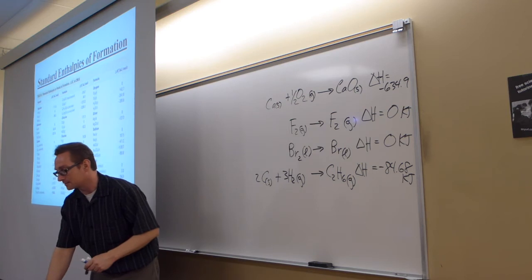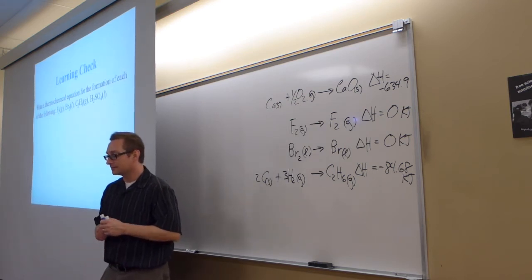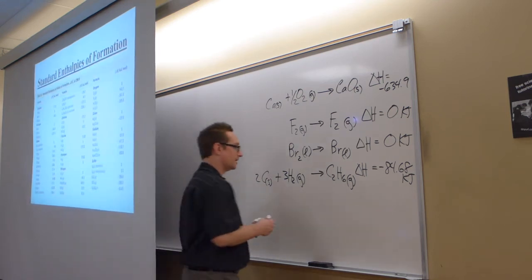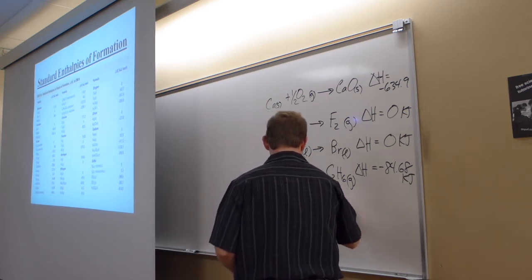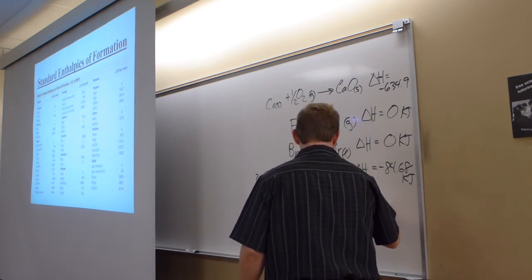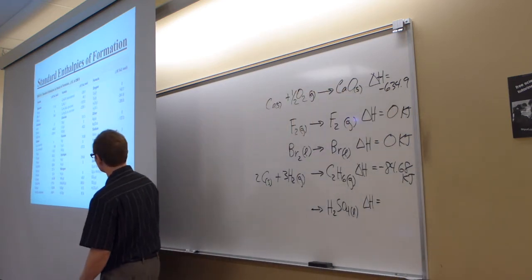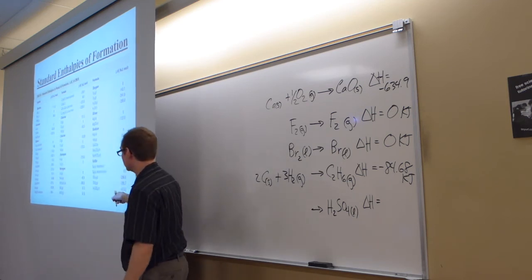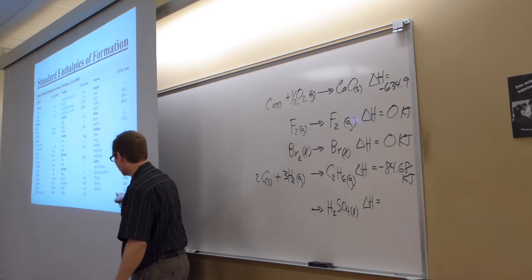All right, the last one's harder still. So H2SO4 liquid. I want to form H2SO4 liquid. So I look up H2SO4 liquid here, and I have it right here. There's a negative there that doesn't show on yours. That's negative 814.0.